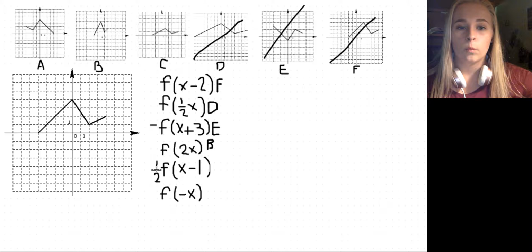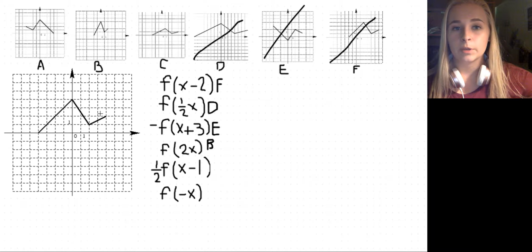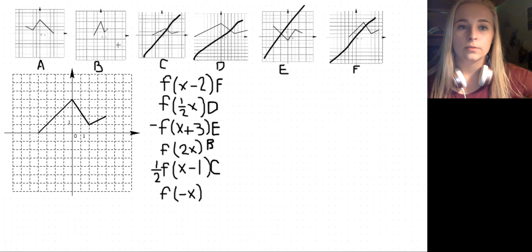And then we have 1/2 of f of x minus 1, and this 1/2 is going to cause this original graph to stretch out as much as it can. And also this minus 1 is going to cause our graph to move over. So we can see that that is exactly what C does. So this one's C.